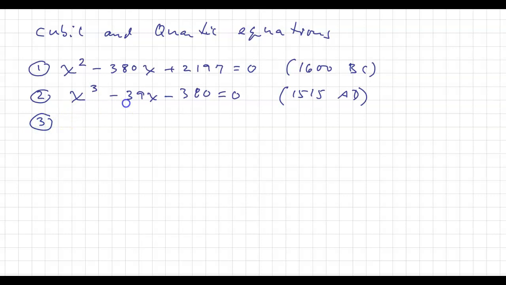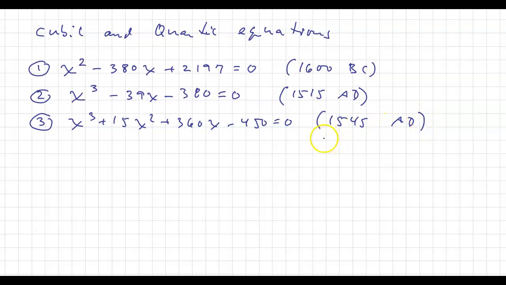Now, a cubic equation that has a square term, like x cubed plus 15x squared plus 360x minus 450. Equations like that were first solved 30 years later in 1545, also in Italy, in a very famous book called Ars Magna, written by Cardano.